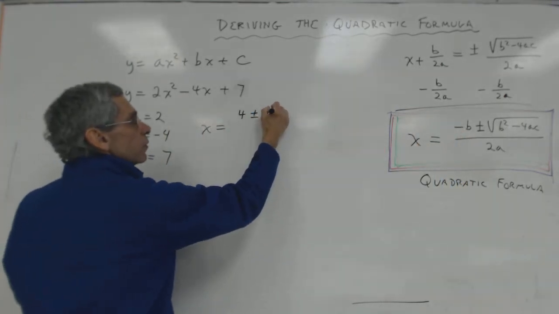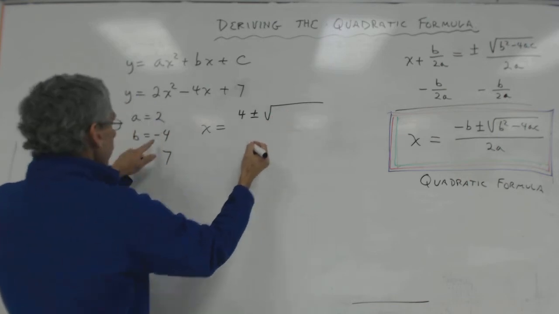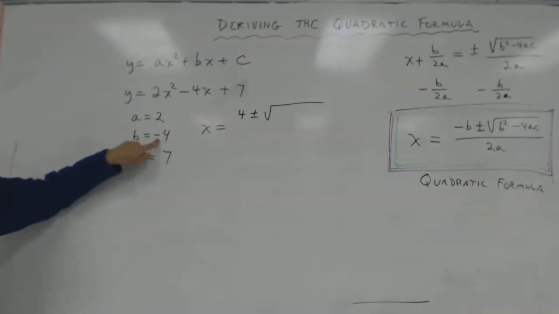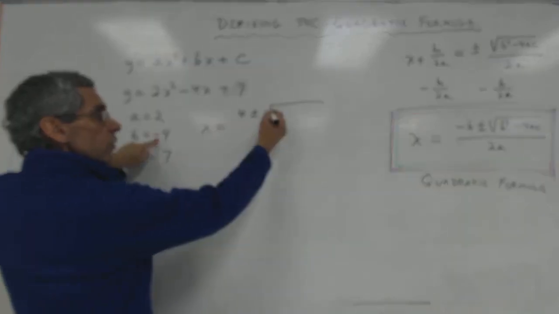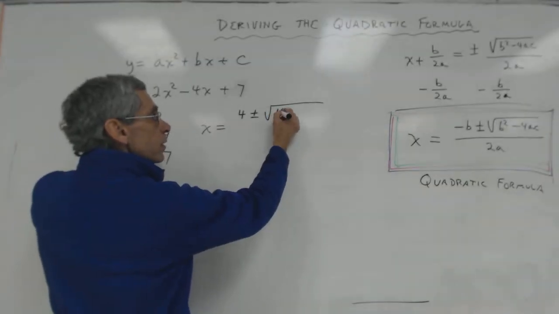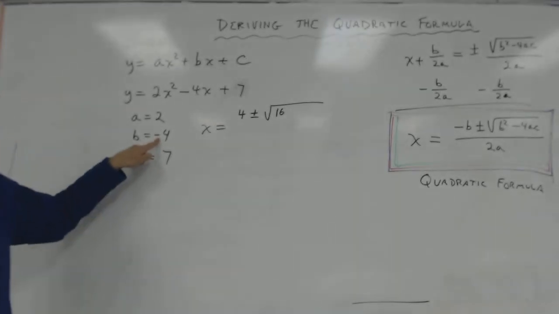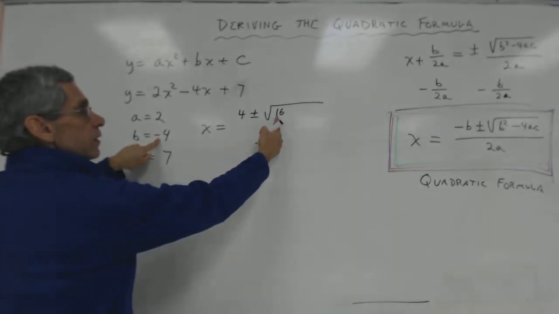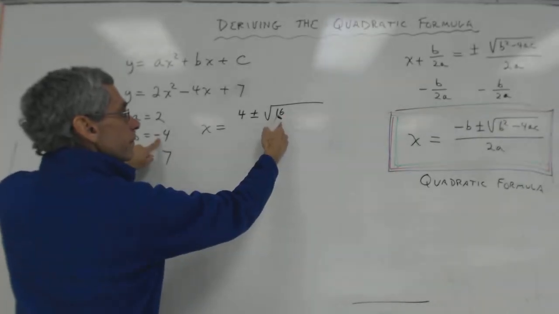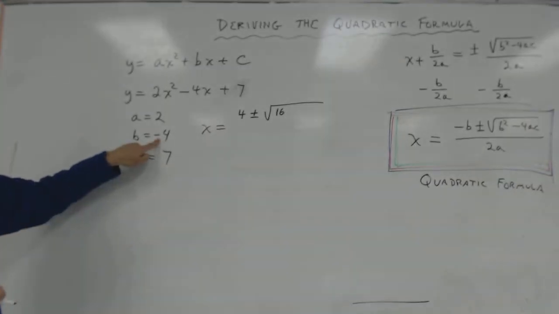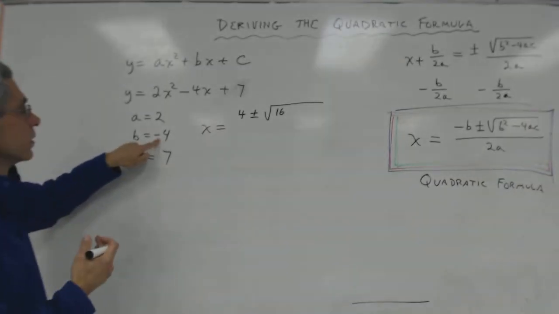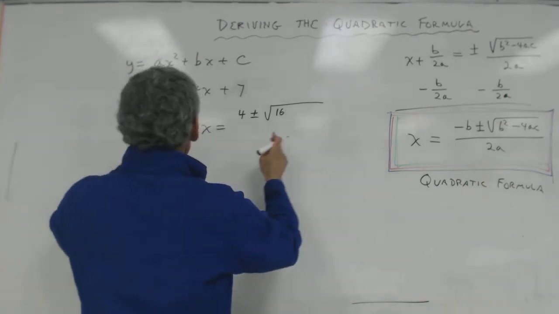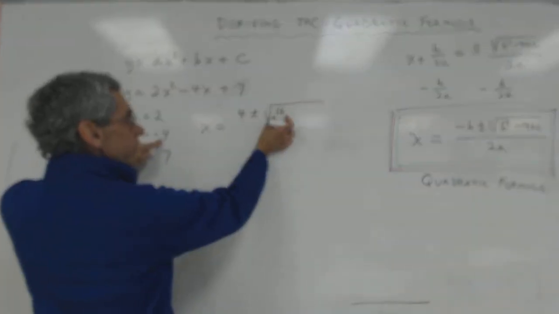Plus or minus the square root of B squared, which is, what's -4 times -4? Positive 16. You'll notice this is always a positive number because you're squaring it, right? So we don't need to do all the writing before we just got the quadratic formula. I'm just plugging them in, right? So -4 squared is positive 16.